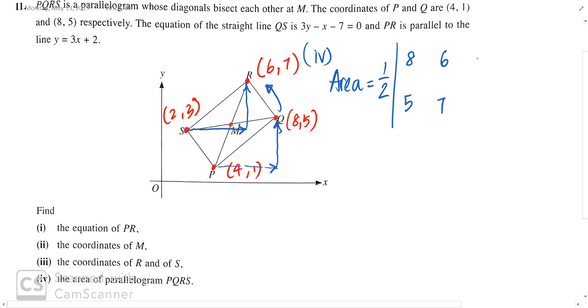So what is the next point? 2, 3. Next, 4, 1. Do I end here? 8, 5. Do I end here? No. When do I stop? When you go back to the first point. So this 8, 5 over here must be the same as over here. That's when you stop. Now that you have written this down, this gives you 0 marks. It doesn't give you anything. Next.